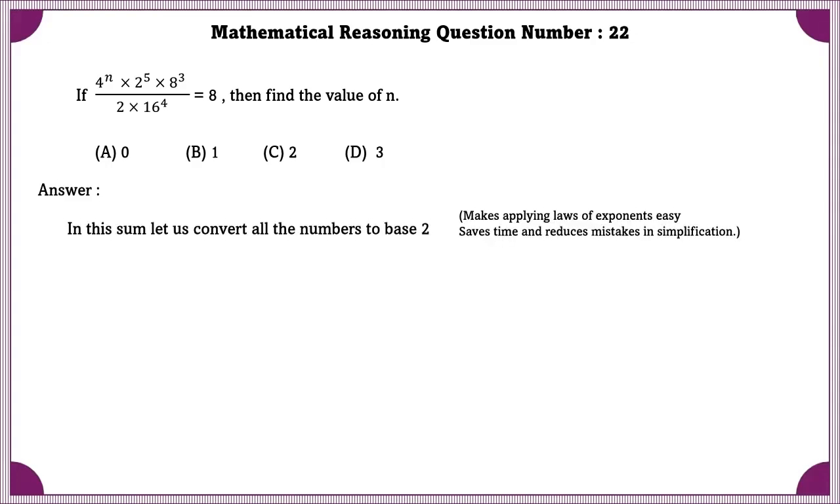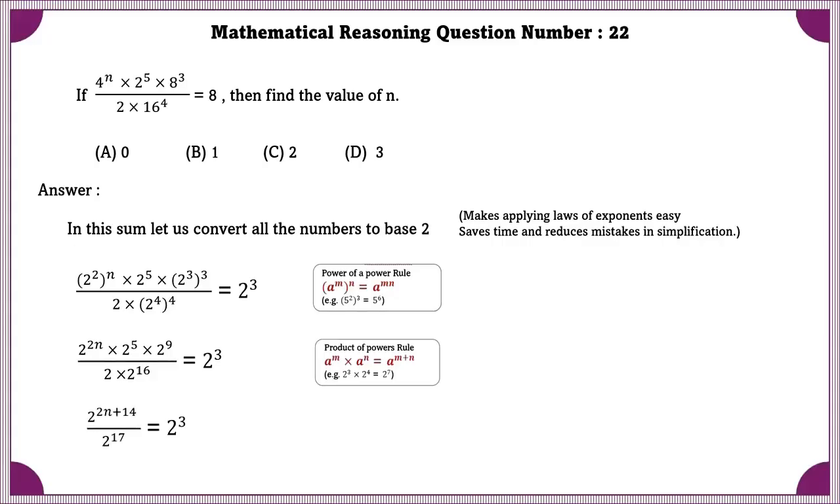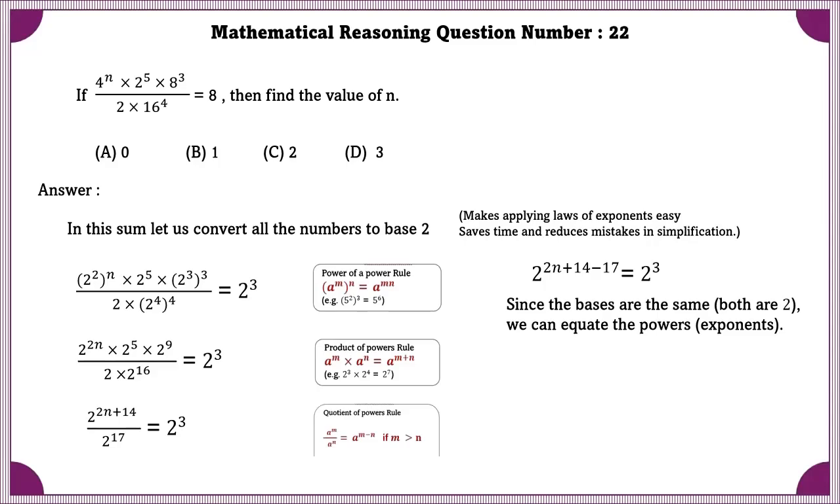In this sum, let's convert all the numbers to the base 2. We're doing this because it makes applying laws of exponents easy, saves time, and reduces mistakes in simplification. Now, using the power of a power rule, simplifying again, then we'll use the product of powers rule and then we can simplify again. Now using the quotient of powers rule, simplifying, since the bases are the same, that is both are 2, we can equate the powers. Now using this, we can find the value of n, that is 3.